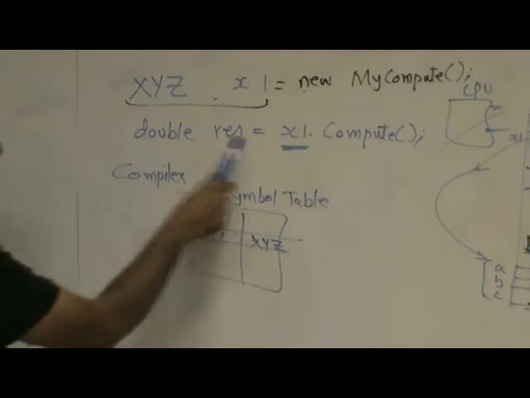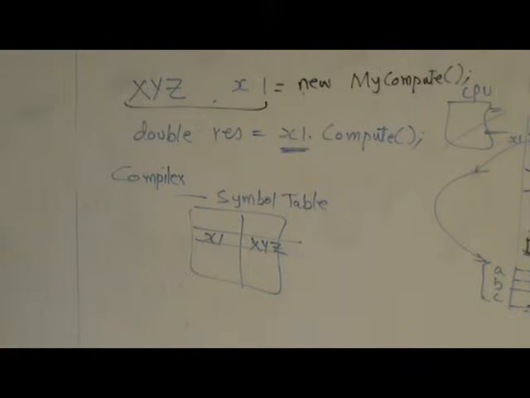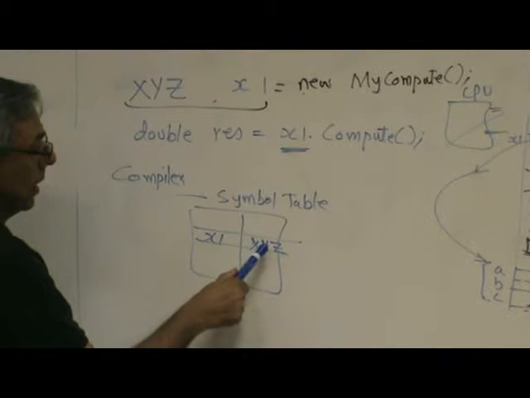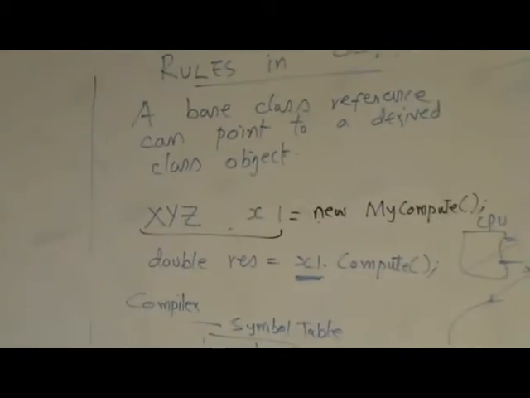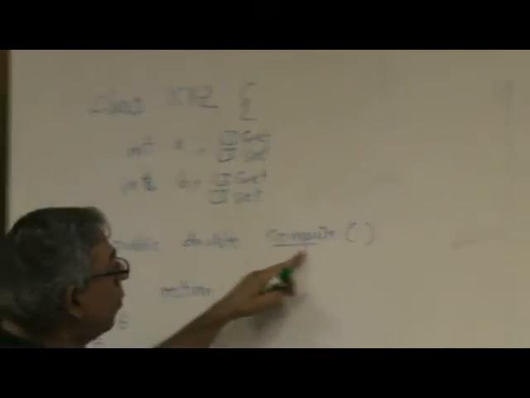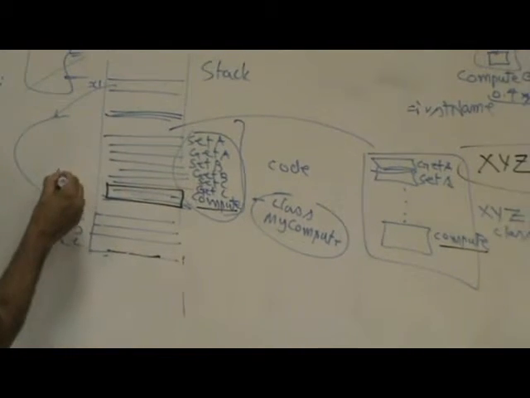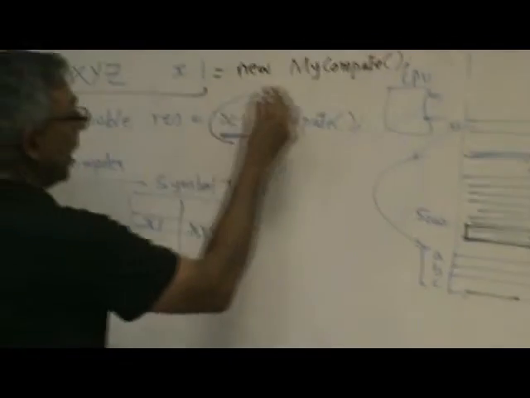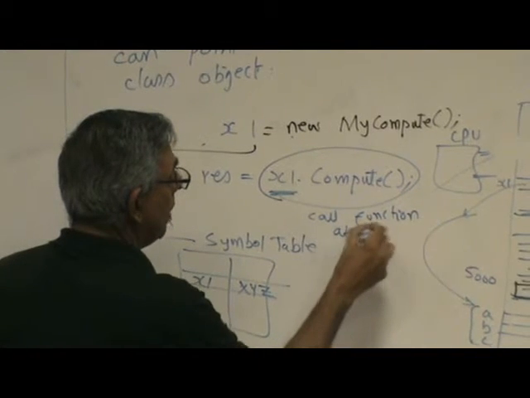Once the compiler is trying to translate this to machine code or assembly code, it will check X1 by going to the symbol table. What will it find? It's of type XYZ. Then the compiler will go to the XYZ class and see, is there a compute? Yes, there is a compute. Where was the compute for XYZ stored? Let's pretend it was stored at some address 5000. So this will be replaced by call function at 5000.